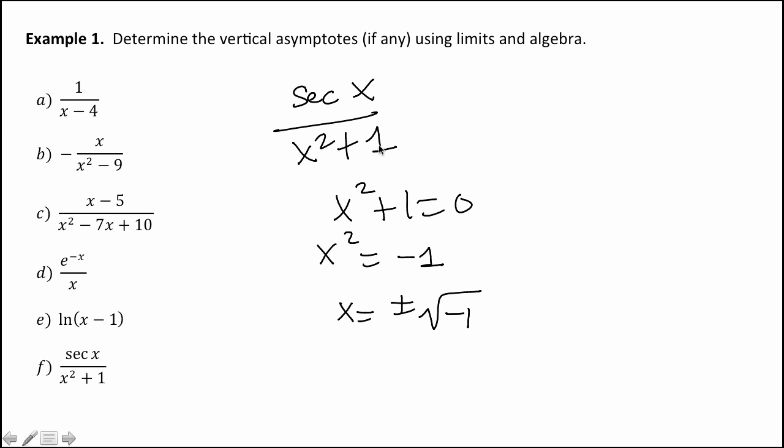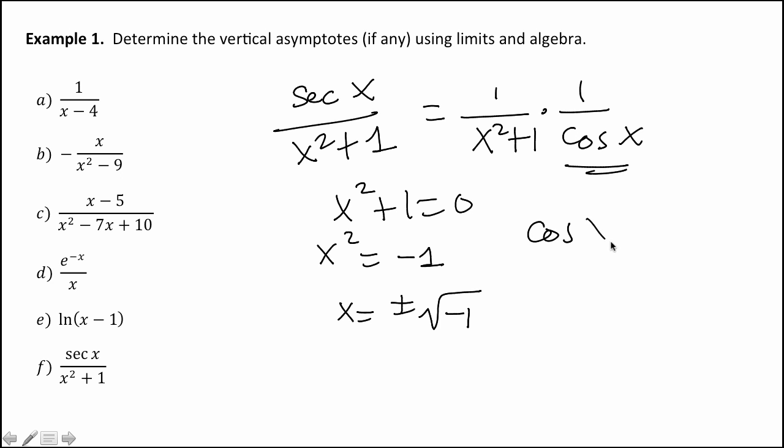So does that mean that there's no vertical asymptote? Well, not necessarily, because remember that secant is equal to 1 over cosine. So here we have 1 over x squared plus 1, and then the secant gets replaced with 1 over cosine. So we have to take a look at the cosine, and when cosine is equal to 0. So when is cosine equal to 0?